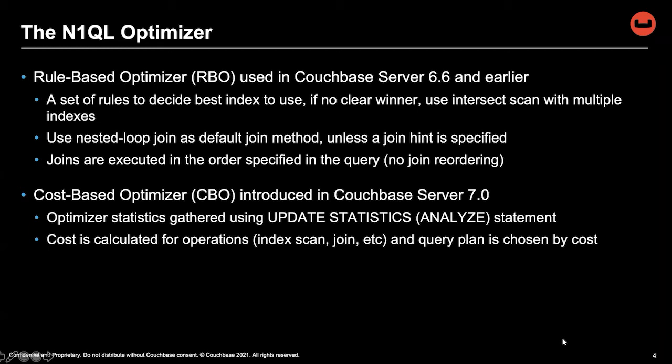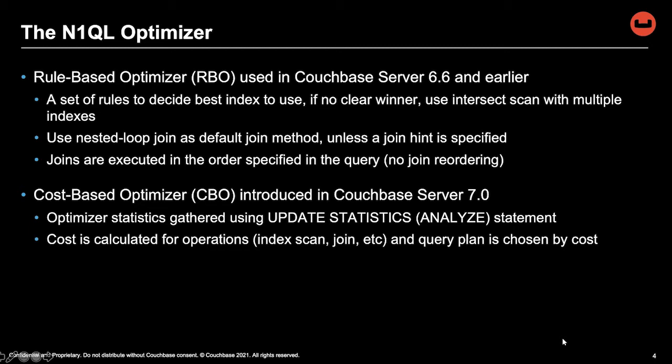So when joins are introduced in N1QL, the RBO is going to be using the nested loop join as the default join method, unless you specify something called the use hash hint. So hash join is the other alternative join method we support. So without any specification, N1QL is going to be using the default nested loop join. So again, the RBO is sort of delegating the decision of which join method to use to the user. You need to specify that in the query. Hash join, by the way, is only supported in Enterprise Edition as of now.